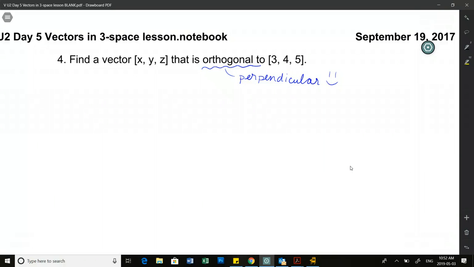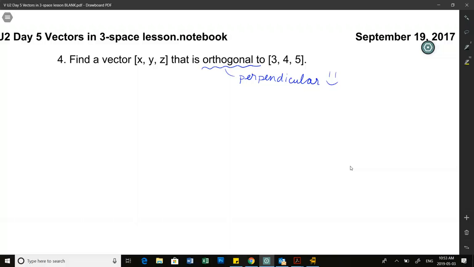Okay, so we are tasked with finding some vector that is orthogonal to the vector 3, 4, 5. The vector 3, 4, 5 is somewhere out in space, something like this. Now, orthogonal meaning perpendicular means I just have to find one vector that's perpendicular to this. So we're just holding our pen out.